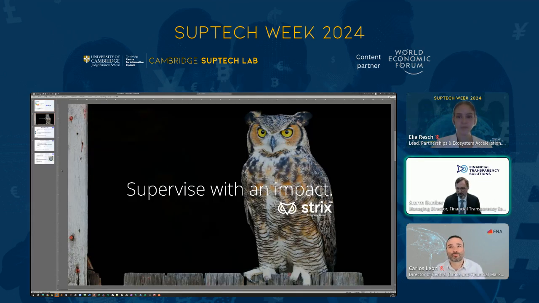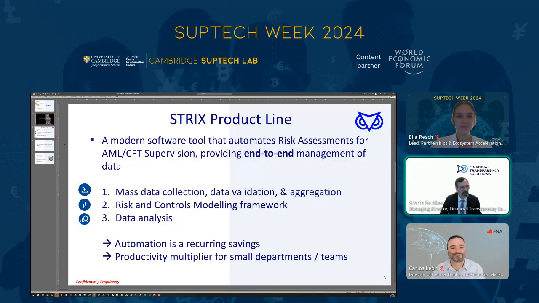So we have an owl as a logo, a Strix flying above, can see down on the ground and have a good view of everything below, all of the risk. Strix itself, the product line, is a modern software tool that automates the risk assessments for AML CFT supervision. It's been developed for supervisors, by supervisors. We've had any number of peer reviews with other supervisors having similar technologies because we do want to act in the greater benefit for supervisors, collecting lessons learned and providing them to all users.